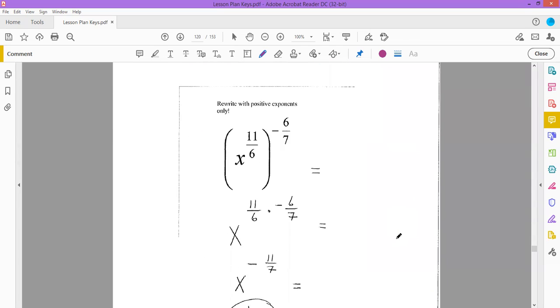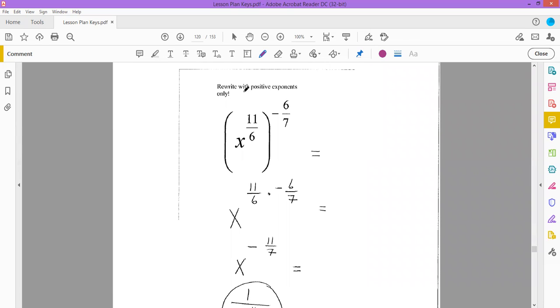In this next example, we're rewriting. Make sure that you use positive powers. You want positive exponents. So we have x raised to the power of 11/6, and it's all being raised to the negative 6/7 power. So first we're going to multiply power times power. 11/6 times negative 6 over 7. When we multiply these terms, these 6's are going to cancel.